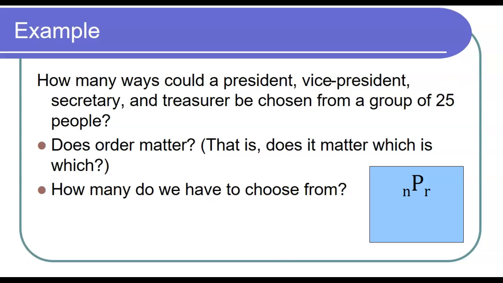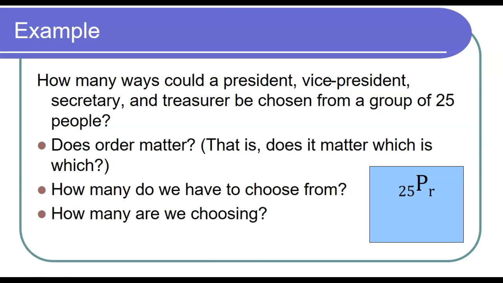How many do we have to choose from? Well, right there it says, from a group of 25 people. So that first bigger number, the N that comes before the P, that's 25. And then how many out of those 25 are we actually choosing? Well, we're picking 4 people. 1 to be president, 1 to be vice president, 1 to be secretary, and 1 to be treasurer. So that'll be the second number, the R. So we need to calculate 25P4.